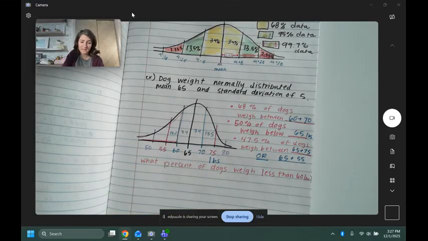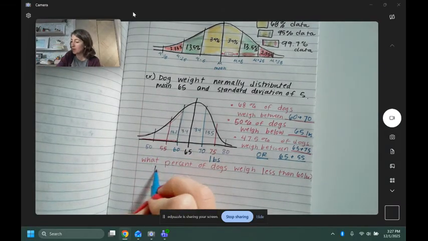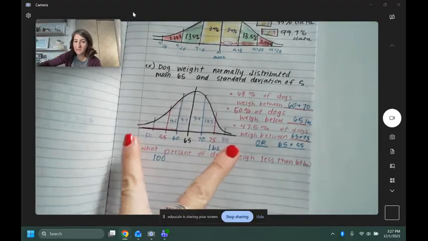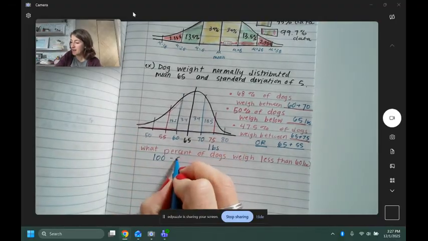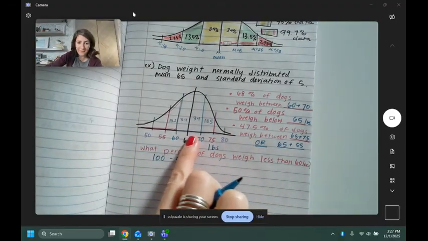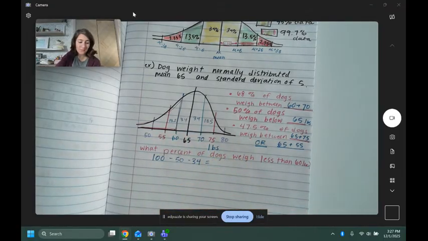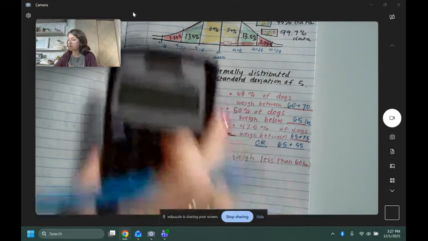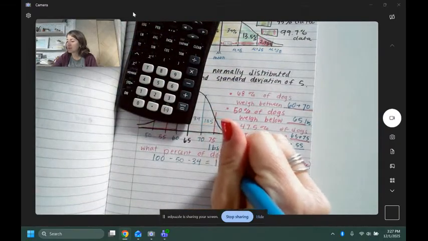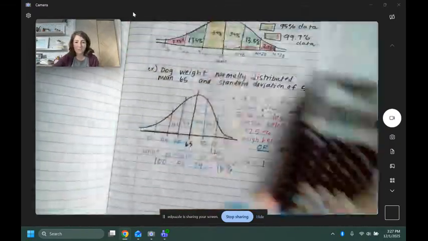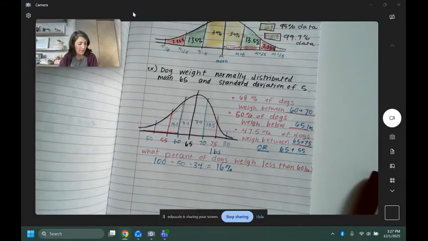So I'm going to go 100% of all dogs, minus half to get me to 65, minus 34% of the dogs will give me, gosh, I didn't do this before. I said 16. 16%. 16% of dogs weigh less than 60 pounds.